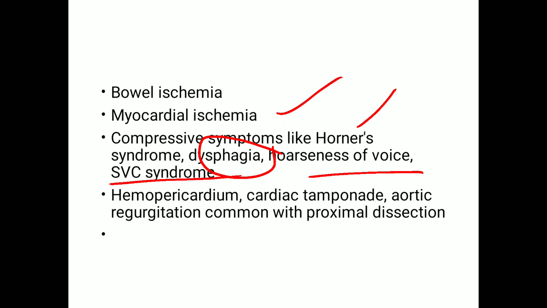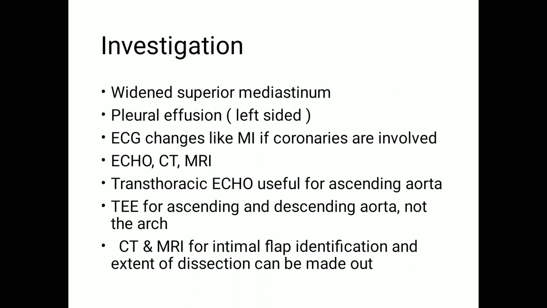Two peculiar features, hemopericardium with cardiac tamponade and aortic regurgitation, are more common with the proximal dissection. Investigation: X-ray will show a widened superior mediastinum, and pleural effusion can be seen in some patients, which will be mostly left-sided. Most of the cardiac diseases produce pleural effusion on the left side. ECG mostly will be normal except when the coronaries are involved, in which case it can mimic MI.